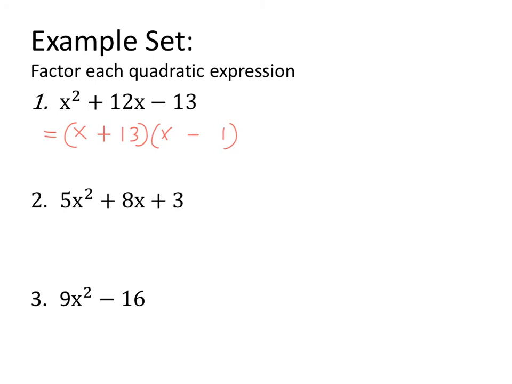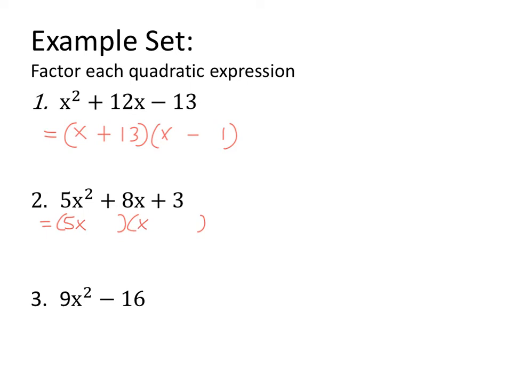Let's look at this second one here. This one is, again, one of those harder cases where we have a number right there that's other than 1. The big difference here is that is just a 1 and this is a 5, so this changes the problem quite a bit. So what I do know, though, is that I'll have two sets of parentheses, and whatever goes here and here needs to multiply to a 5x squared. And so 5 times 1 is 5, and then x times x. So I'll have a 5x and an x.